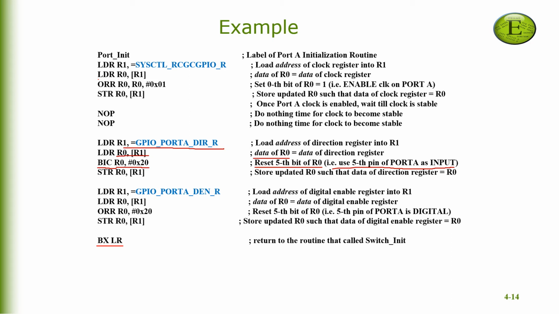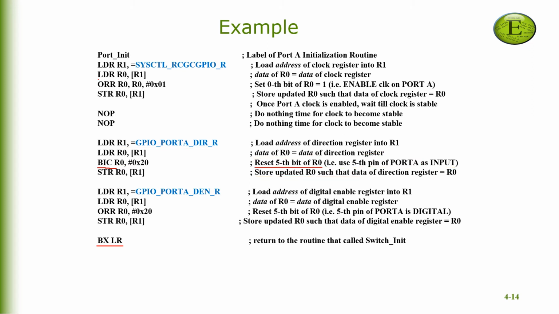So the fifth bit of R0 corresponds to pin number 5 of port A. That bit has been reset, and we need to write it back using the store instruction. So the direction of pin number 5 of port A has been set such that it is now going to act as an input port by setting the port direction register.